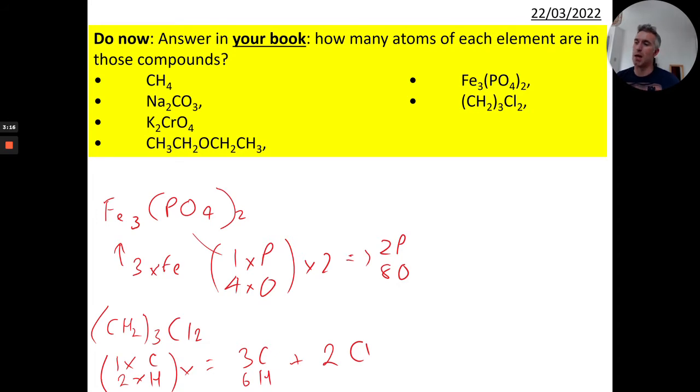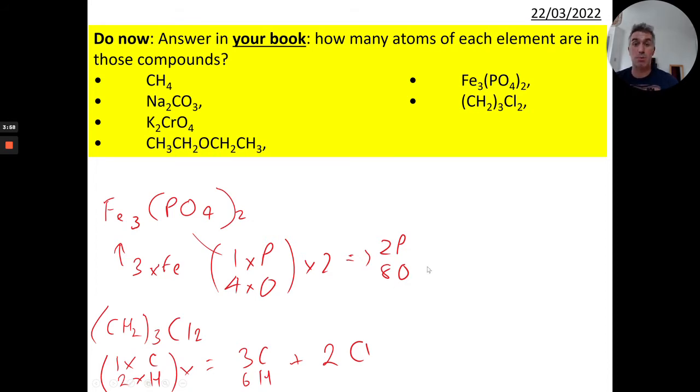And this last one, it's a bit trickier because there's brackets. So Fe3(PO4)2. The Fe and the 3 are next to each other. They're outside the brackets, so there are just 3 Fe's, 3 irons. Now, if we look inside the brackets, there's 1 P, 1 phosphorus, and 4 oxygens. But there's a 2 on the outside, so that just means everything inside is times by 2. So whilst there was 1 P and 4 O, there is actually 2 P's and 8 O's, 2 phosphorus and 8 oxygen. So for this one, the answer is 3 iron and 2 phosphorus and 8 oxygen.